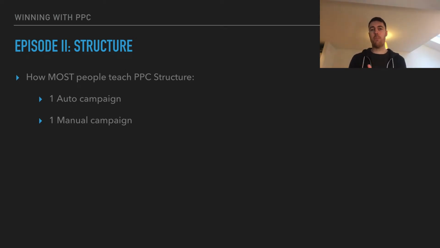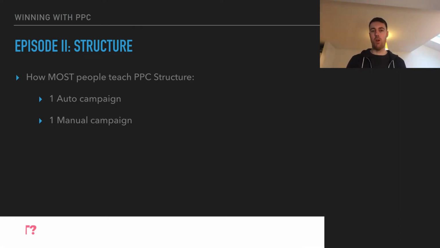especially if you are bidding, say, £1 for a keyword, and your budget is £10 a day, you're only going to get a limited amount of data through it. It's going to take a long time to really work out what are those high converting, profitable keywords for you.